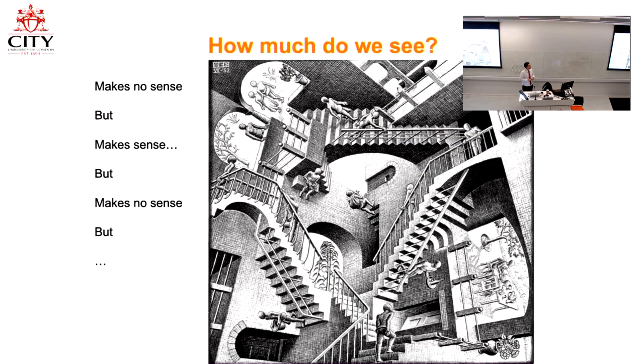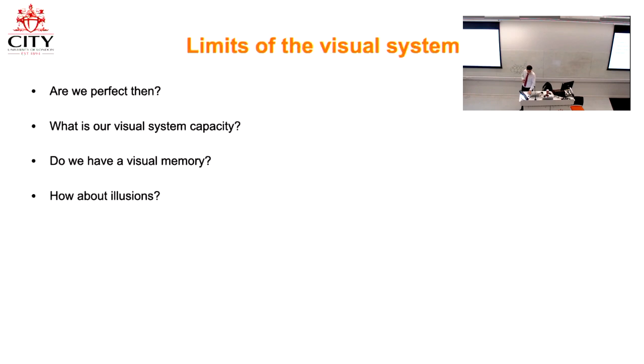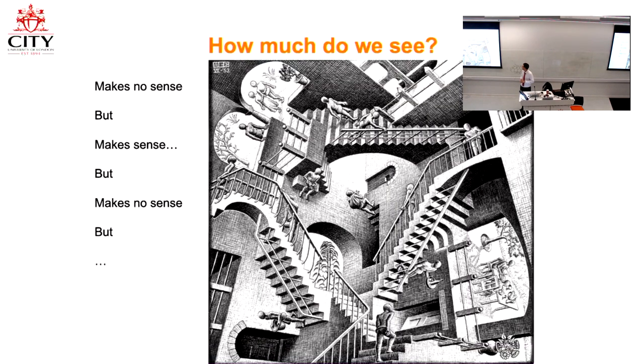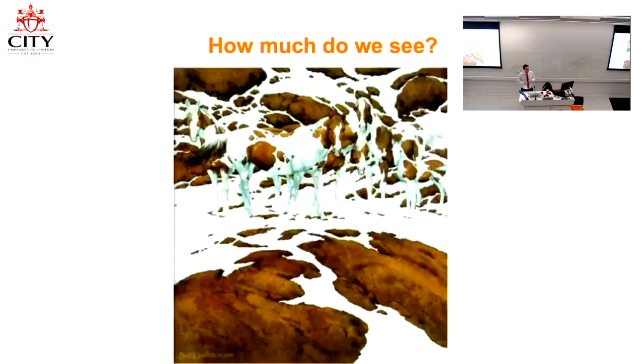Let's have a look at this image, for example. What do we see? We see a scene that doesn't make sense, but it makes sense, and it doesn't make sense, and it makes sense, and so on. So our brain tries to make sense of the scene, but this is a computer-generated scene. It doesn't exist. It's impossible physically or geometrically to have such a scene. But our brain tries to understand it. So it says, okay, these are stairs up. And then once it reaches a point, it doesn't understand anymore whether these are stairs up or down.